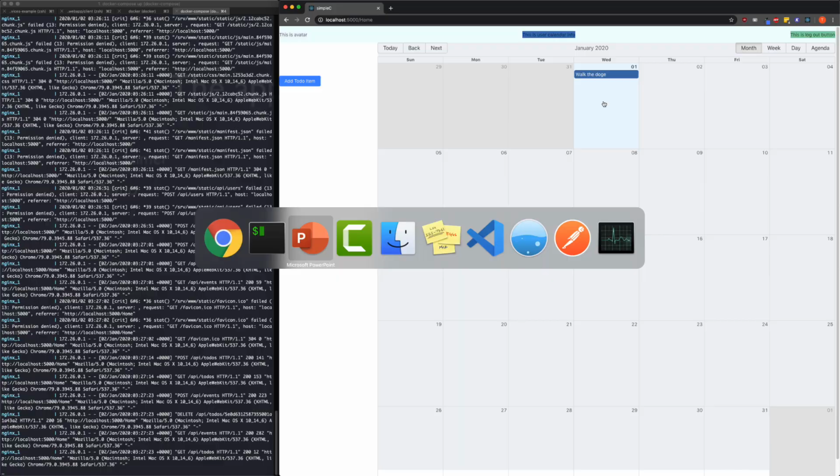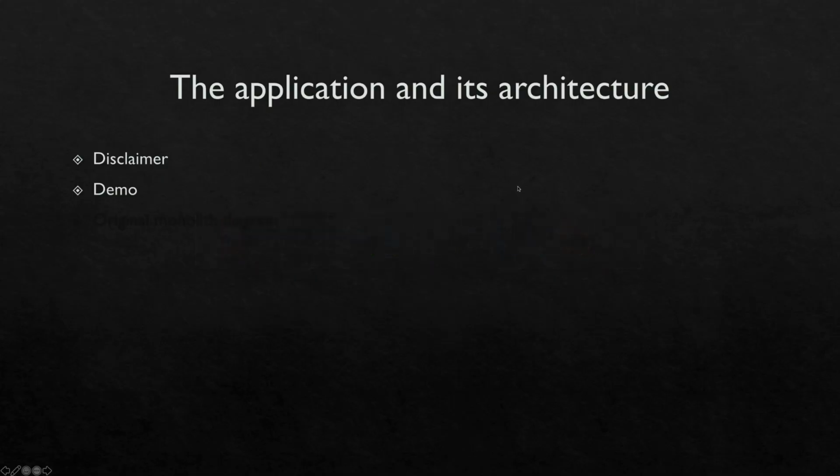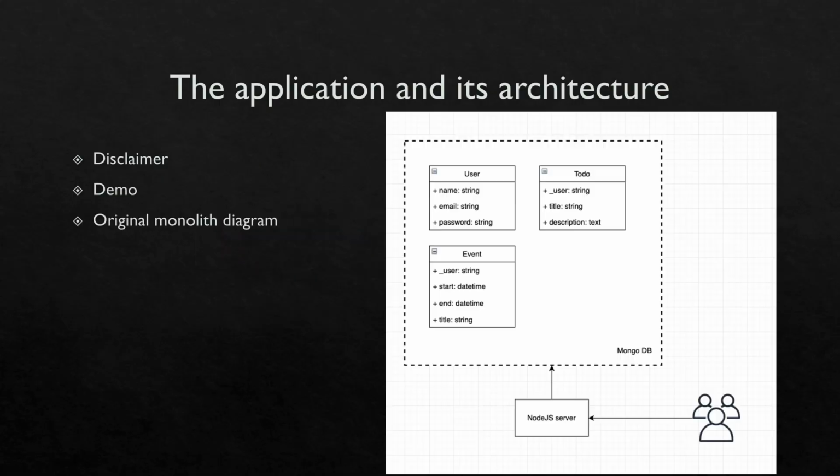So this is the architecture of the application before we break it down into smaller pieces. We have the Node.js server that serves the bundled React application, and the server also handles all the APIs. It talks to the one centralized Mongo database that stores three tables: the user table, the to-do table, and the event table.